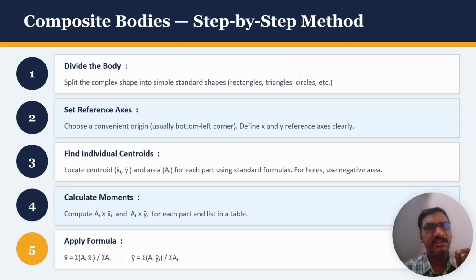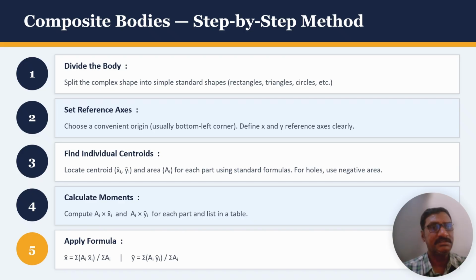For each part you identified in step 1, determine its area Ai, positive for solid regions, negative for holes or cutouts, and then centroid coordinates x bar i and y bar i, measured from the chosen reference origin. Use the standard shape formulas from the previous slide and draw the shape carefully, label all the dimensions, and compute the centroid coordinates systematically. For a rectangle, the centroid is at its geometric center. For a triangle, it is at h by 3 from the base.